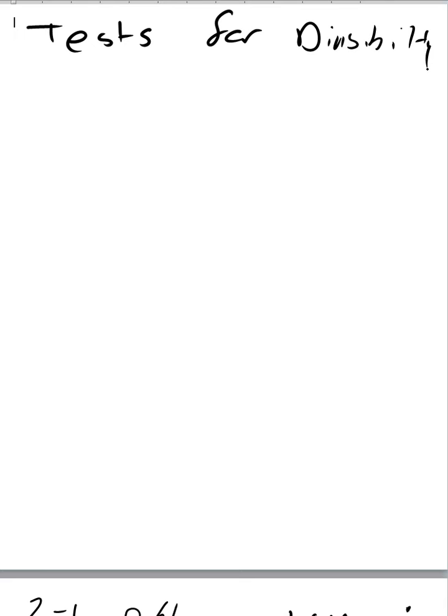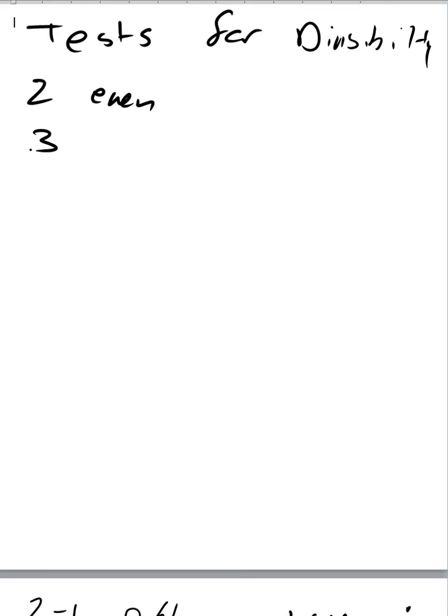Some of them are pretty easy. For example, to test to see if a number is divisible by 2, you know it's an even number. That way you know it is divisible by 2. If you're looking to see if a number is divisible by 3, what you do is you add up all the digits in that number and see if that number is divisible by 3, then the entire number would be divisible by 3.